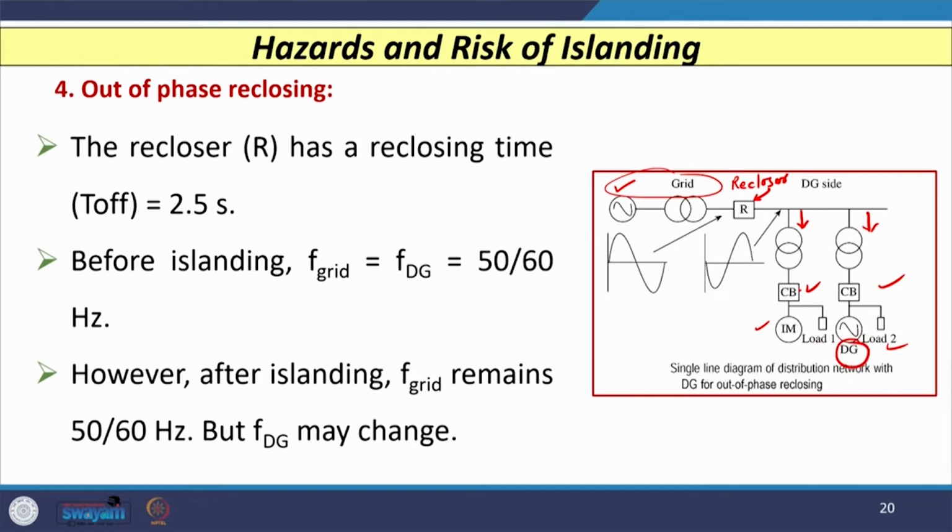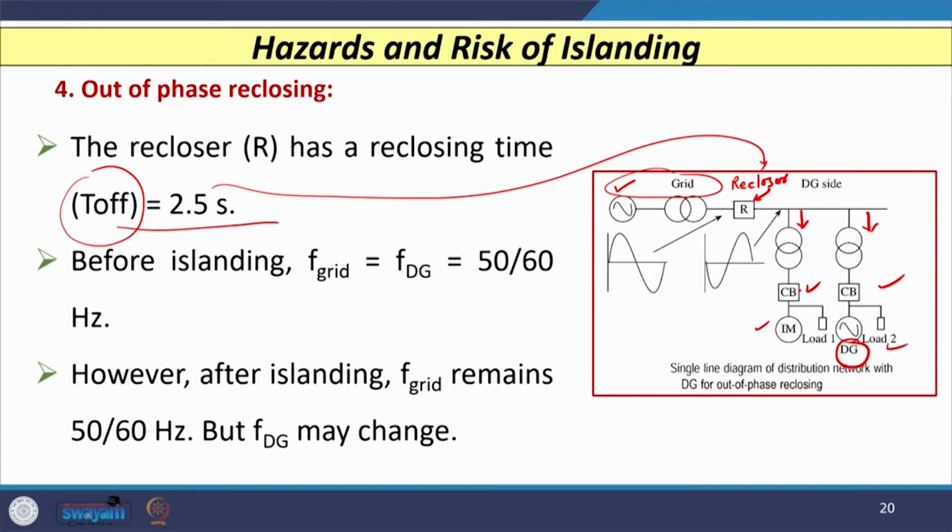Now, when we use the recloser in a distribution network, this recloser has some reclosing time as per the standards. So, let us consider that this recloser has a reclosing time of 2.5 seconds. I am denoting this reclosing time of the recloser as T off, that is equal to 2.5 seconds.